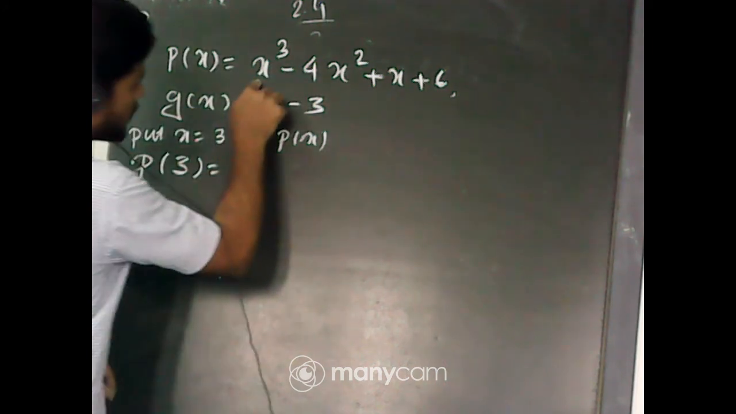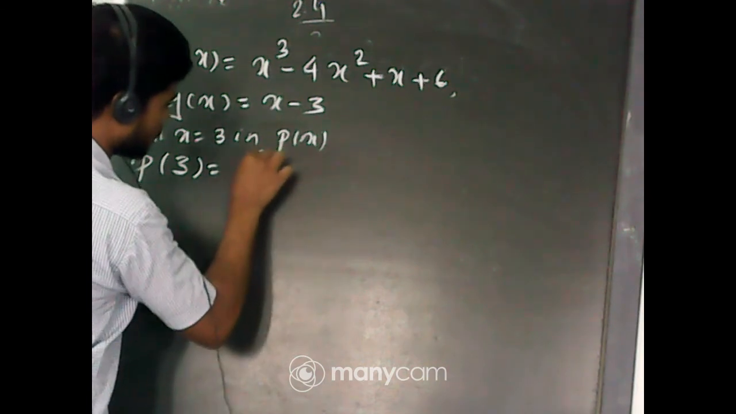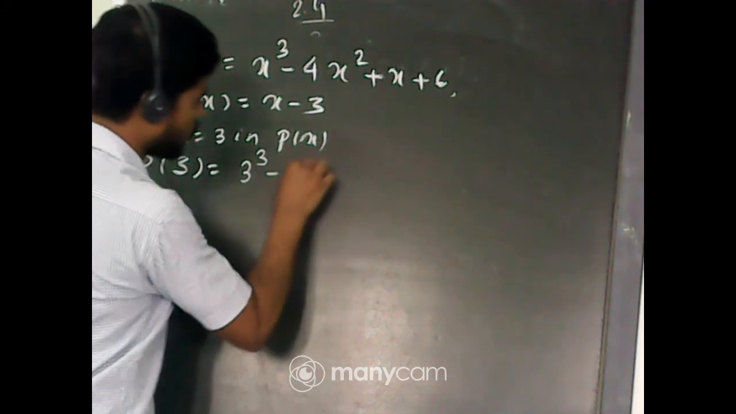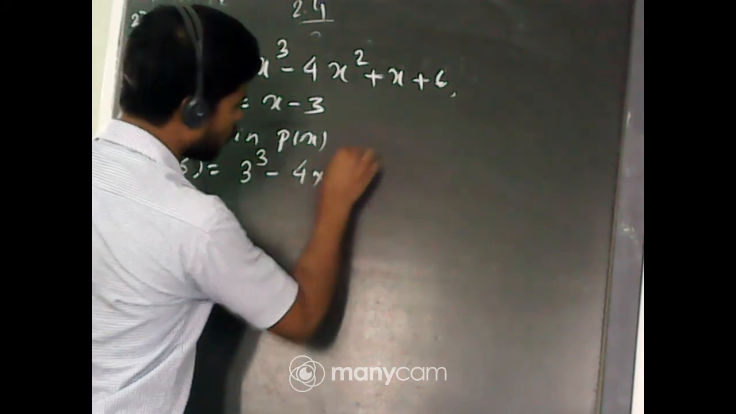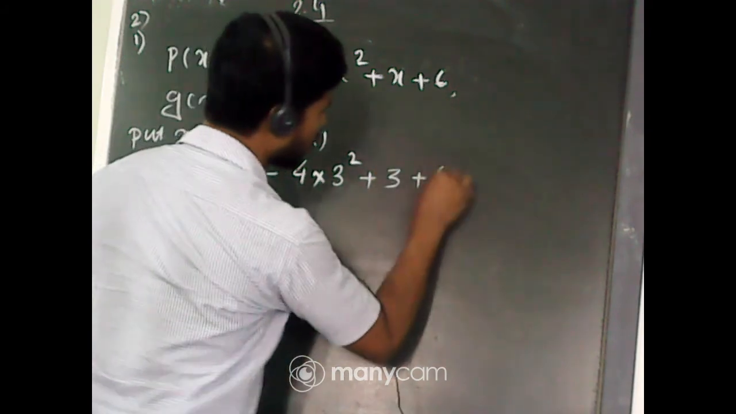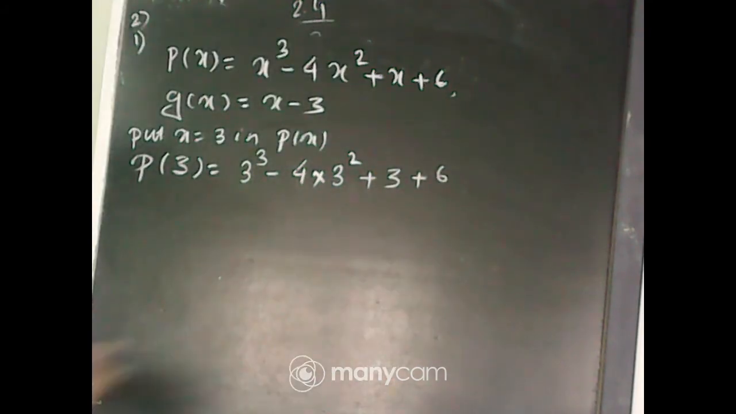So the first term is x cube. So we have 3 whole cube minus 4 into x square, that means 4 into 3 square, plus x, that is equal to 3, plus 6. Now calculate.